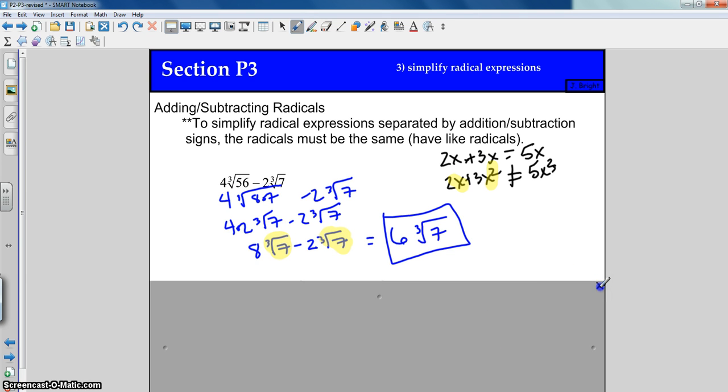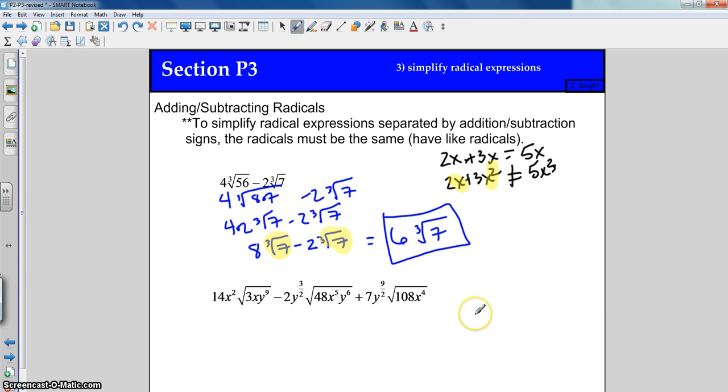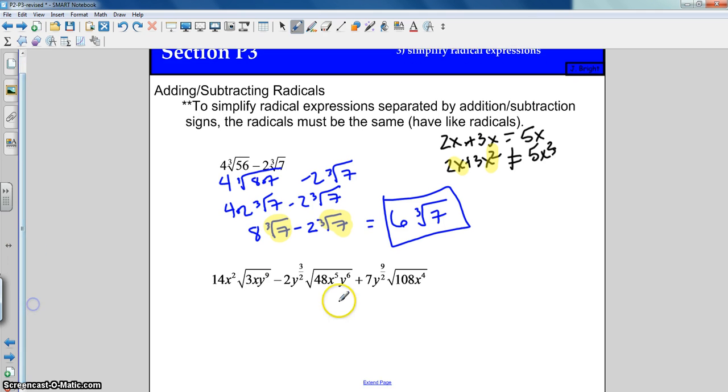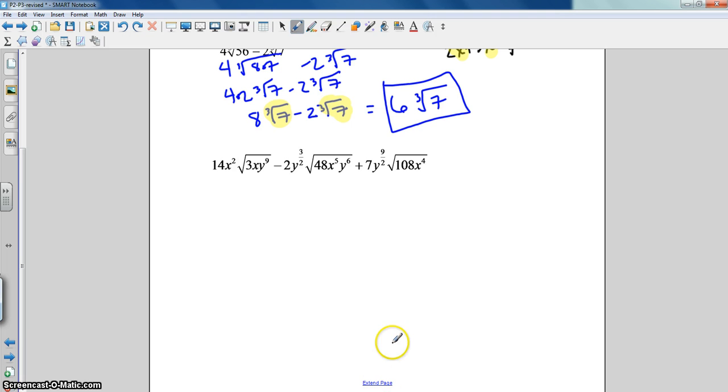Same idea, but now we have multiple variables. It's not necessarily harder, it just might take longer. So I have a square root, square root, square root, and I have fractional exponents. So this is going to be fun.